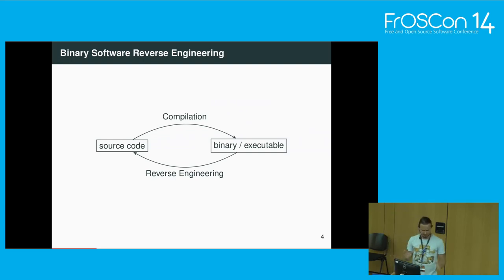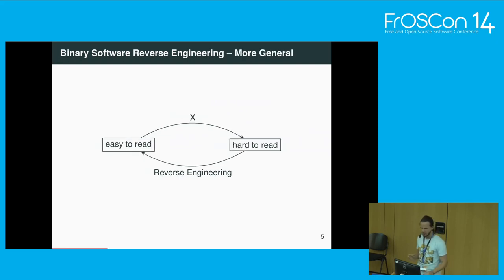I will phrase it a bit more generally now. So you have something that is easy to read, then X happens, and then you end up with something that is harder to read. Source code is, of course, hard to read, but not as hard as compiled binaries. And the reverse process is called reverse engineering. And I mean, this can be everything.